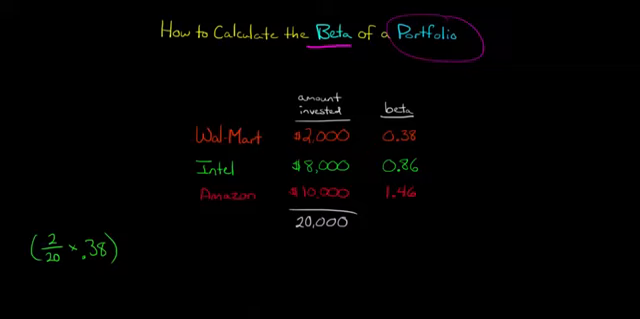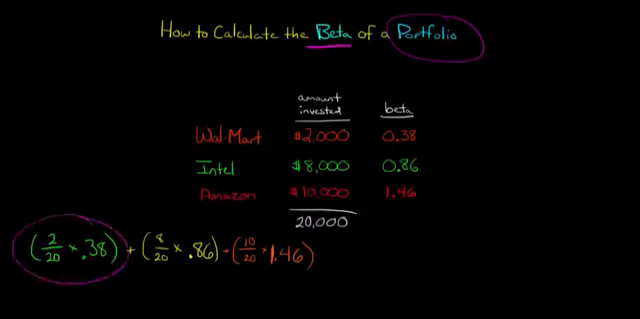Now, what we're going to do is add to that Intel, which is $8,000, and 8,000 out of 20,000 is the same as 8 over 20, and then we're going to multiply that by Intel's beta, which is 0.86. And then we are going to add to that the weighted average part of Amazon here. Amazon is 10,000 out of 20,000, it's the same as 10 over 20. And we multiply that by Amazon's beta of 1.46.